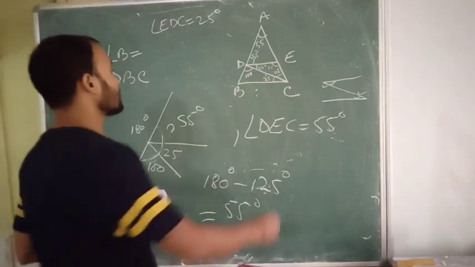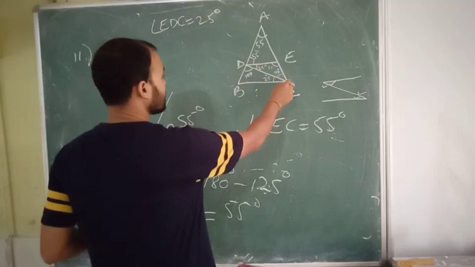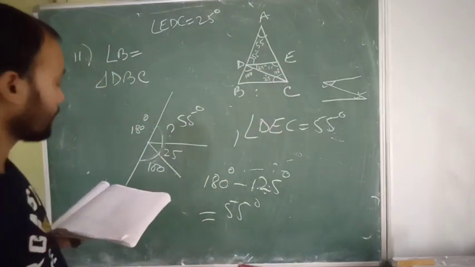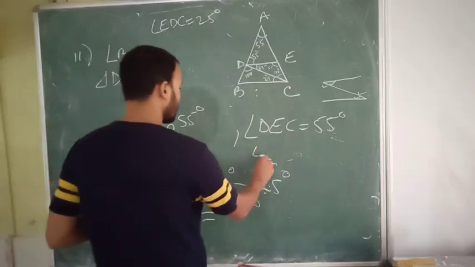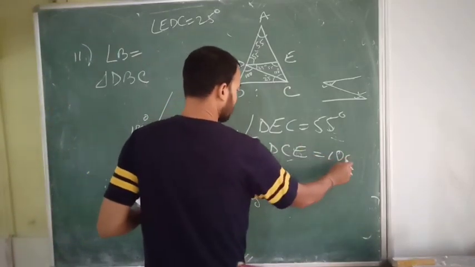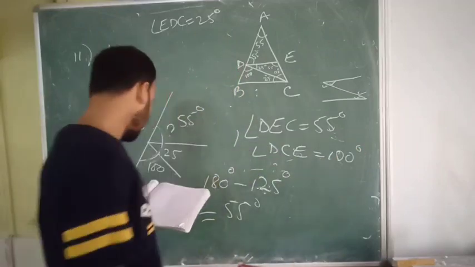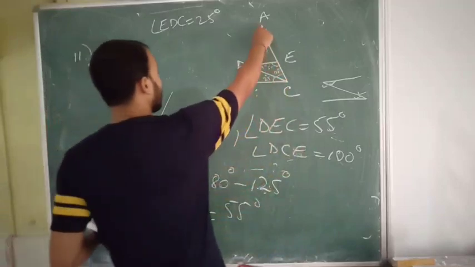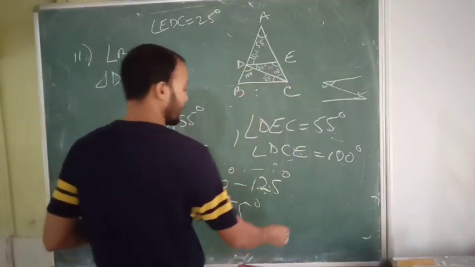DCE is already given, 100. We have found DEC earlier. Angle DCE is 100. What is left out? Angle ACB. What is the angle value of angle ACB?